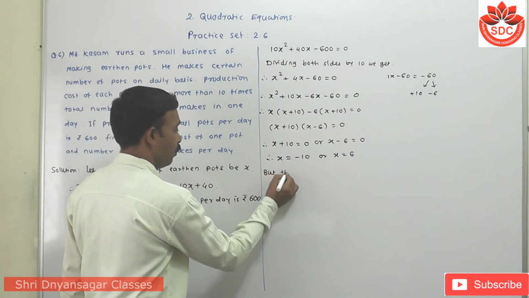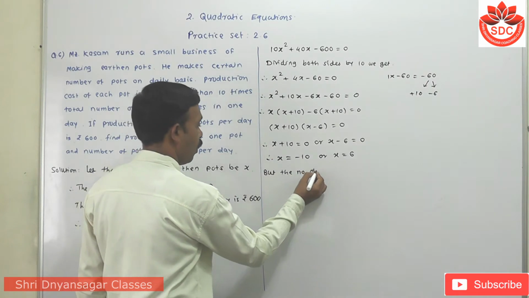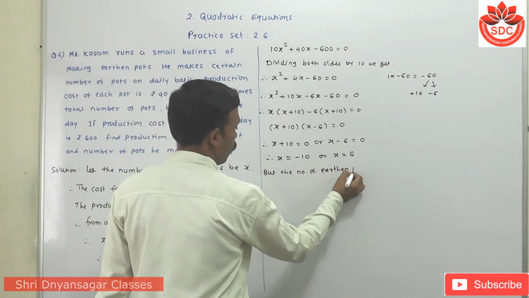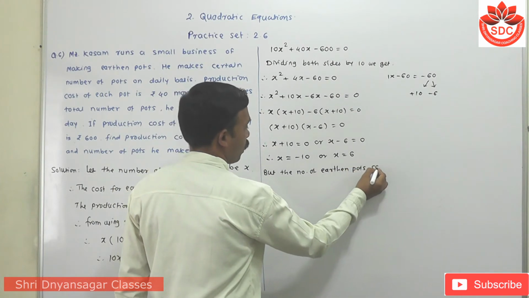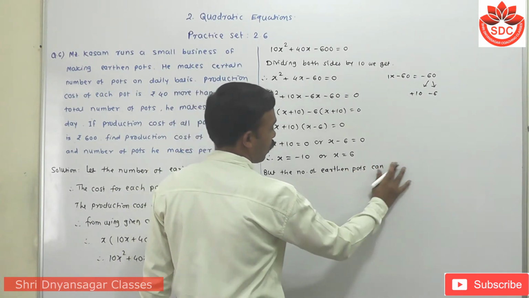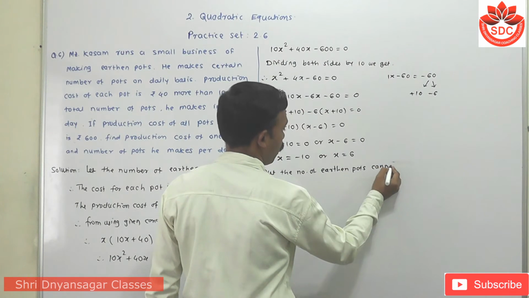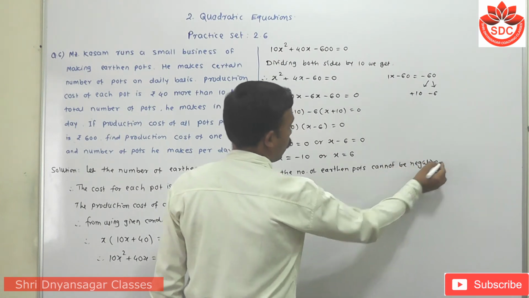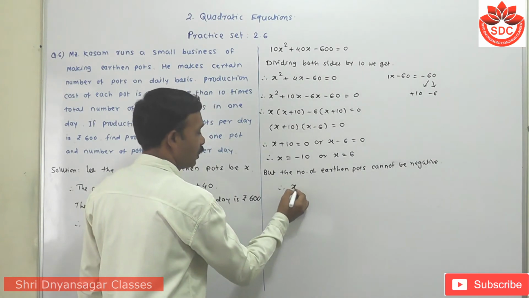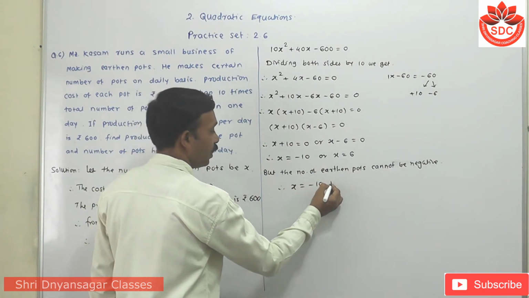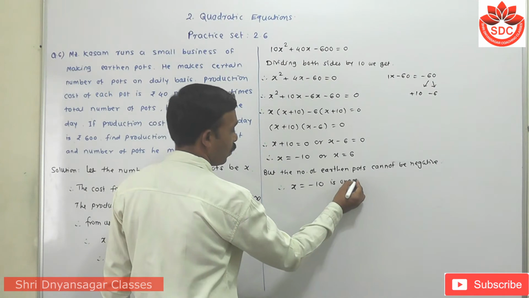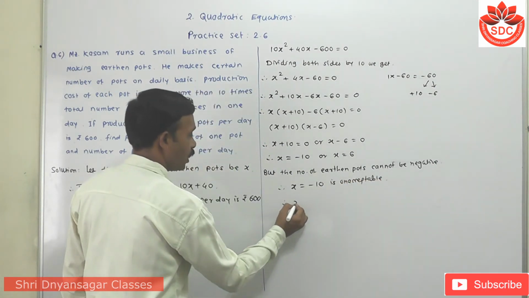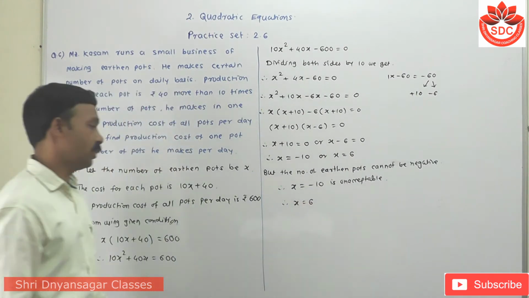The number of earthen pots cannot be negative. Therefore, x is equal to minus 10 is unacceptable. Therefore, the acceptable value is x is equal to 6.